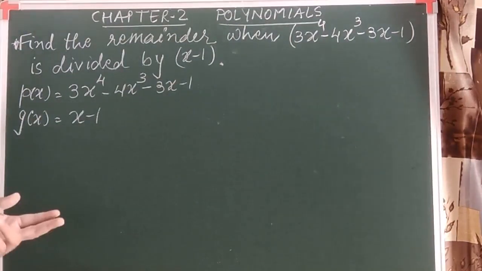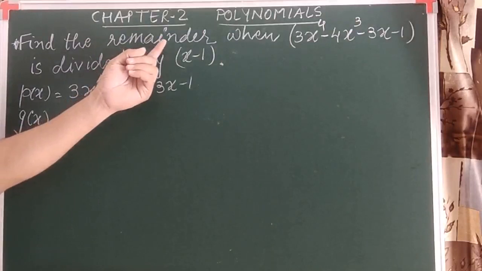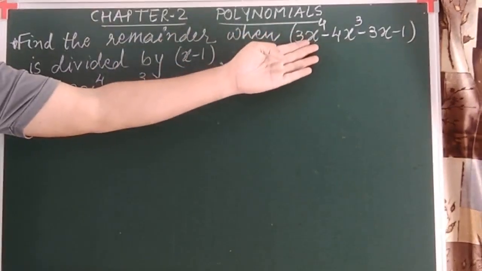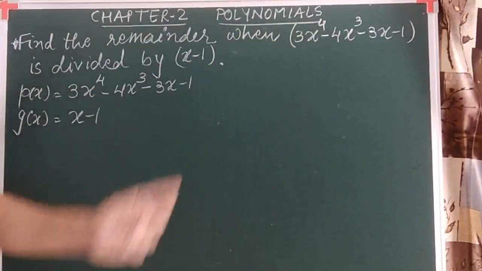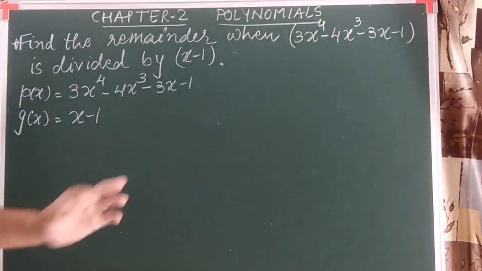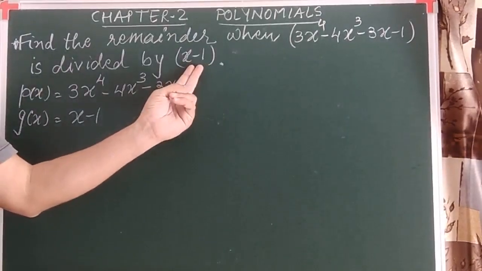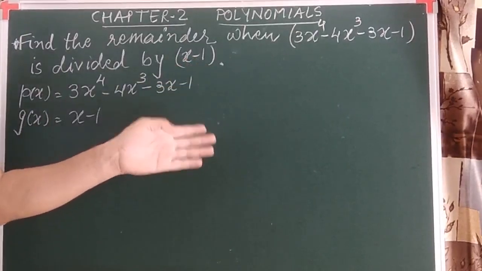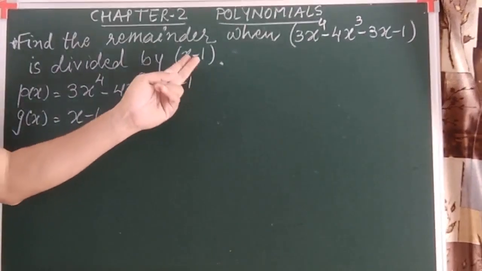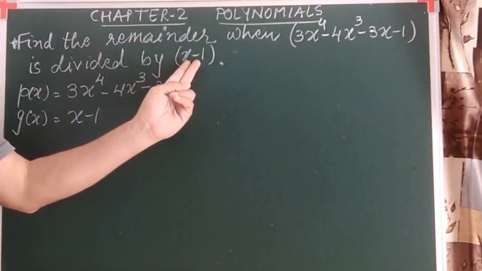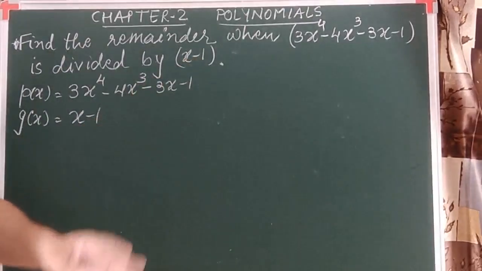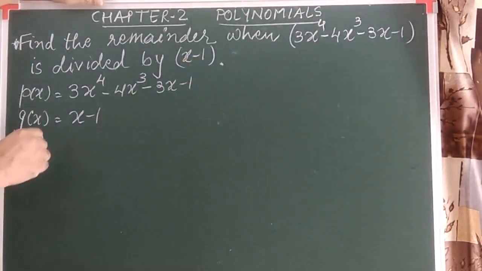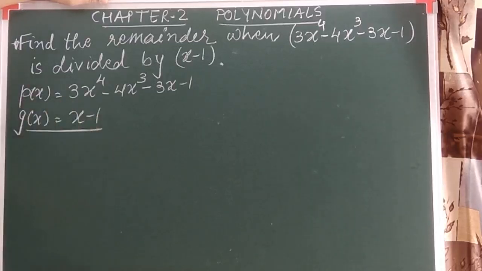When the question asks you to find the remainder by dividing the dividend polynomial by a linear polynomial, you should remember it should be a linear polynomial. You won't get a quadratic polynomial this year, but it would be there next year. But whenever it is a linear polynomial, obtaining the remainder is quite easy. So the divisor polynomial is x minus 1.